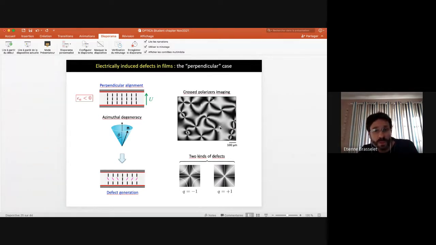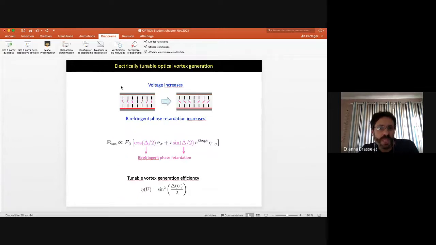And this is the picture here between crossed linear polarizers. At some positions, you see dark crosses, which are actually the signature of defects, which can be either of structural charge +1 or -1, and the local orientation in the neighborhood of these defects is represented here by this white line. So +1 is star-like and hyperbolic for -1. And these two kinds of defects can be used as microscopic, look at the spatial scale, 100 micron, microscopic optical vortex generators, which can be tuned simply by changing the voltage that has given birth to the defects themselves. So not only is the voltage here to structure the material, but also to tune it. So these are electrically tunable, self-engineered optical vortex generators.